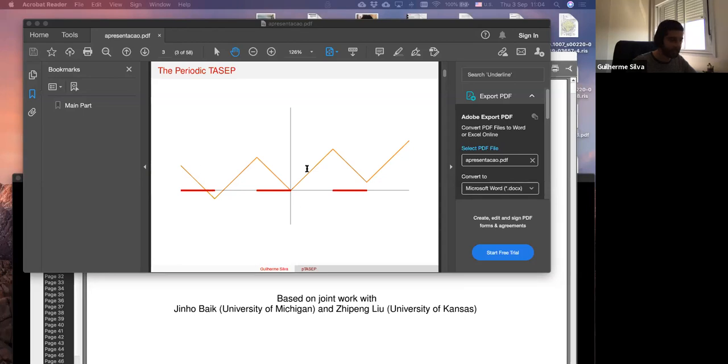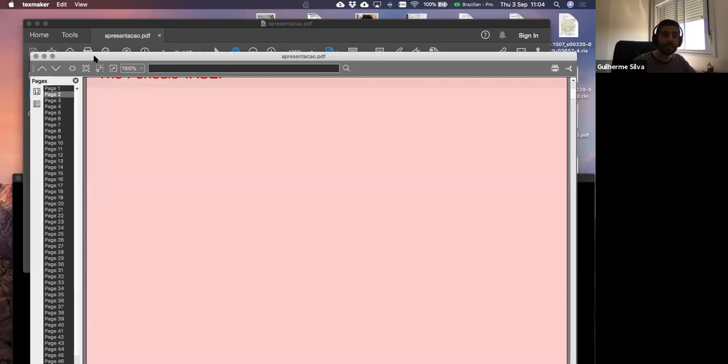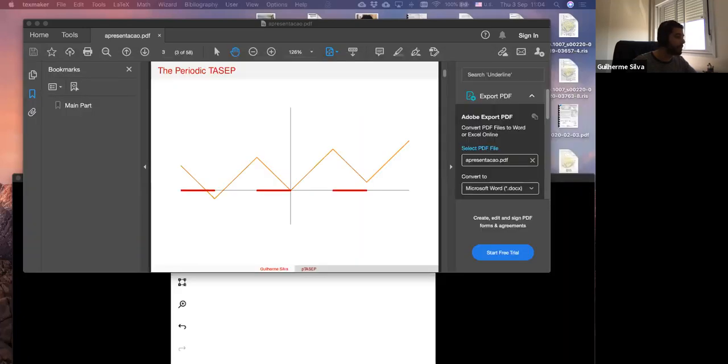Yeah, but anyway, I can already explain to you. What you see here, and I'm compiling it to see that the video works, is basically the image here. I'll show an animation for the periodic TASEP.